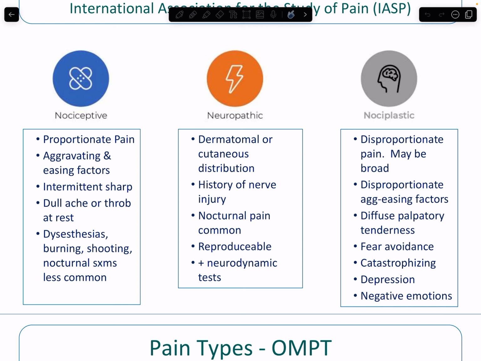And then disproportionate aggravating and easing factors, meaning there's not a lot here, yet you say, I turn my head 2 inches to the right, even though they can go that far, and it sets their symptoms off. And they don't want to do it as a result. They have diffuse palpatory tenderness, which is interesting because when I first graduated from PT school, there were these things called Waddell signs, and it was really related to low back pain at the time. And one of the things was diffuse palpatory tenderness.